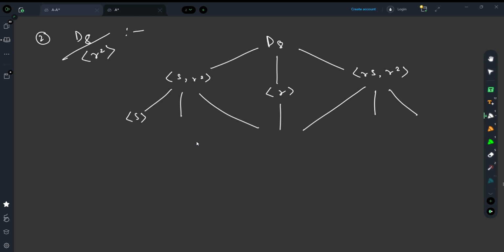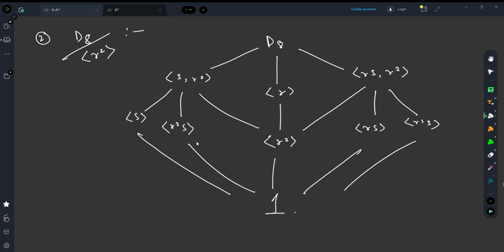So the ones here should be, one should be S obviously, one should be R squared obviously, and what should be the element composed by both of these? So R squared S. We should have R squared here. Then again here we should have RS here, and we should have RS composed with R squared, but that's R cubed S, correct? Yeah, that's R cubed S, right? But then all these subgroups, these go to 1, right?